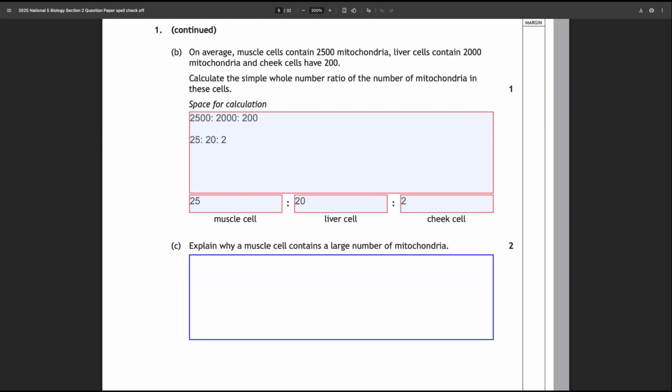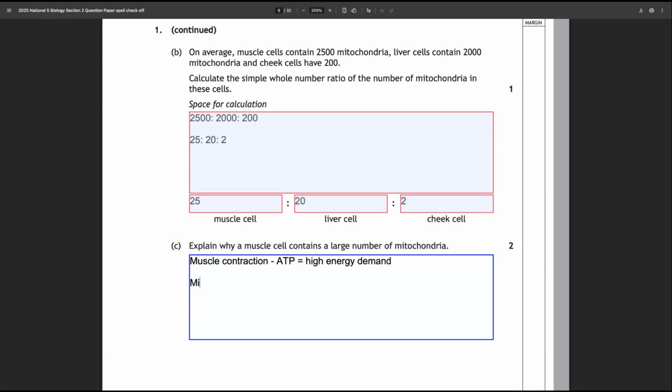So muscles, we know, are involved in muscle contraction. Now, muscle contraction requires ATP, and ATP is our energy currency in the body. It's produced by our mitochondria. So there's a high energy demand. Okay, we get a high energy demand. So that would be enough to get you 1 mark for this question. It's worth 2 marks, you'll notice.